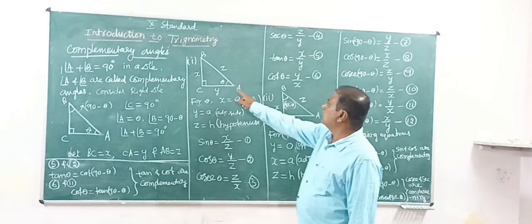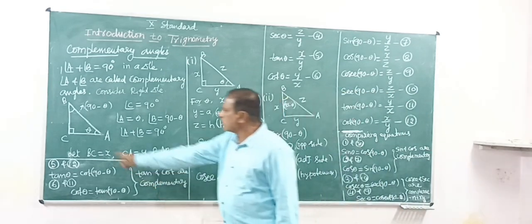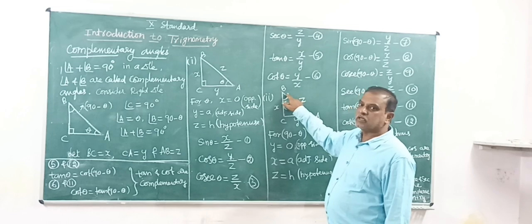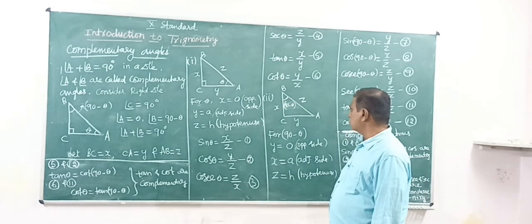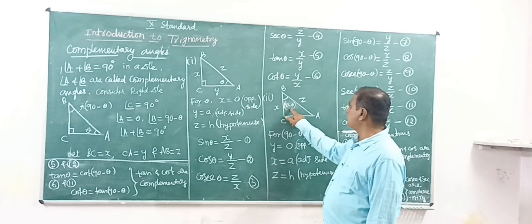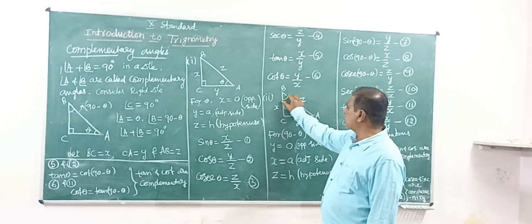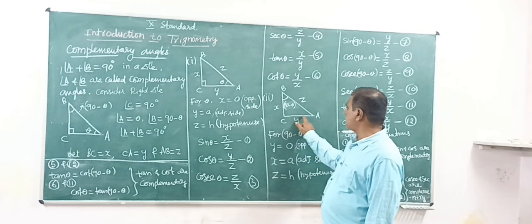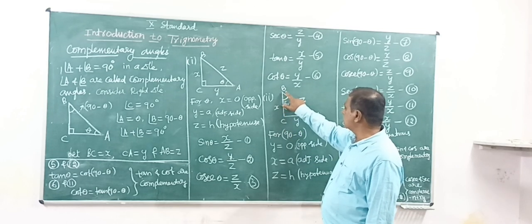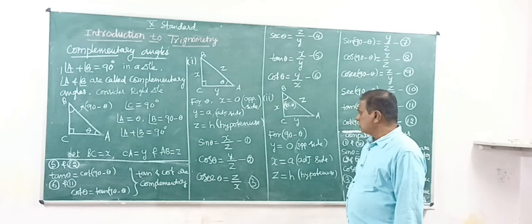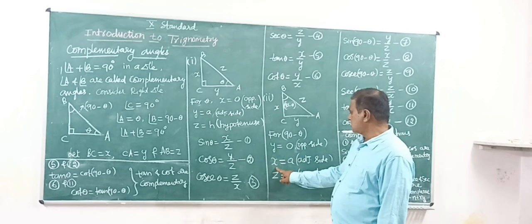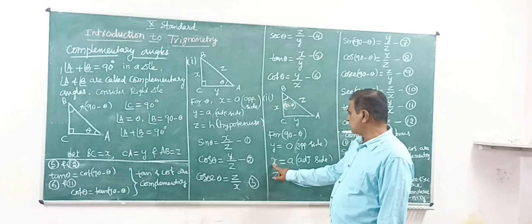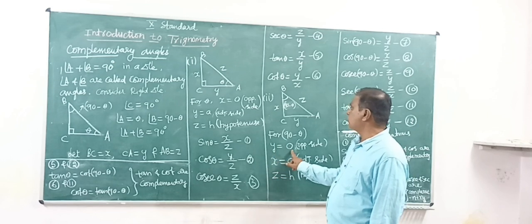For the same triangle, let us take this other angle. With respect to this angle, angle B, what are the trigonometric ratios? This angle is 90 minus theta. With respect to this angle, and with these sides specified, this becomes the opposite side, this becomes the adjacent side, and this is the hypotenuse. So z is the hypotenuse, x is the adjacent side, and y is the opposite side.